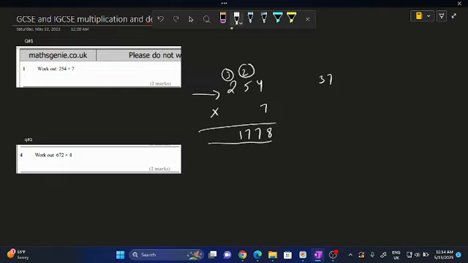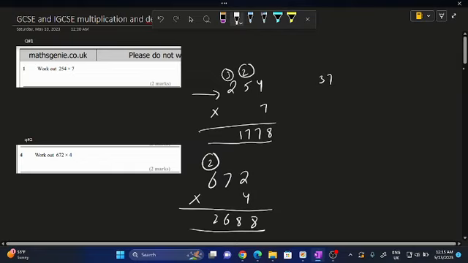Second is 762 times by 4. Same thing would be there. The bigger term would be at the top. 762 times by 4. 4 times 2 is 8. 4 times 6... 8 can be written. 2 can be taken as carry. 4 times 7 is 28. 28 plus 2 is 30... So your answer would be 2688. That would be the final answer for question number 2.